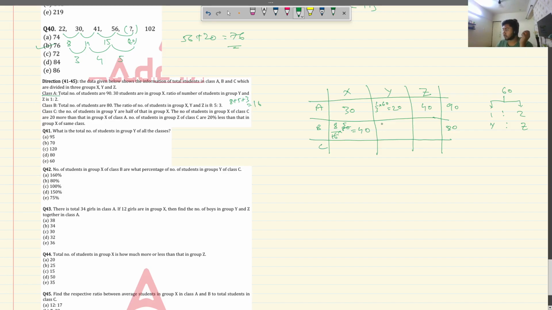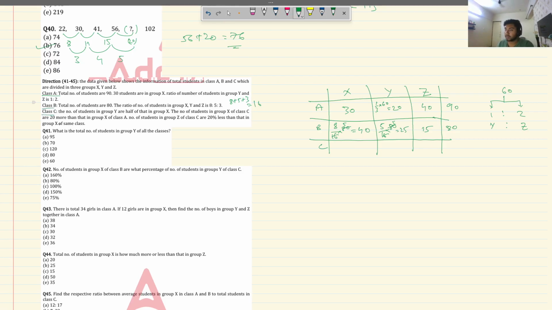In Y, 5 parts out of 16 of 80. Again 5, that gives me 25. So the remaining amount would be 40 plus 25 gives me 65, and total is 80, so remaining is 15 students. No need to calculate from ratio anymore if we have two values. Okay. That was for class B.